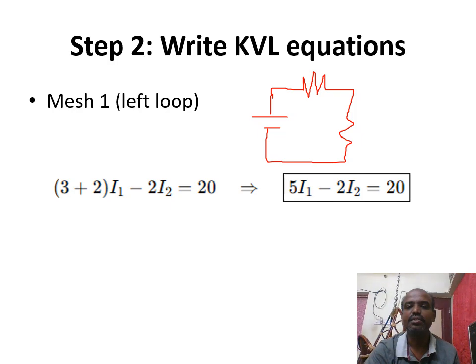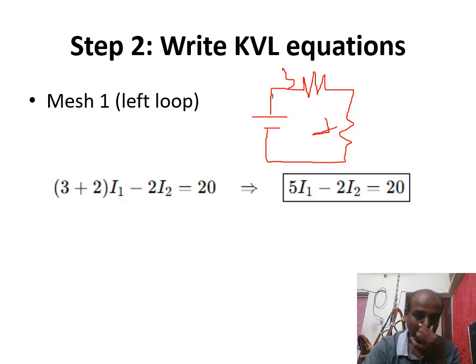This voltage is 20 volt. So this resistance is 3, this resistance is 2 ohm. So this is 3, this is 2, right? So this 2 ohm is shared between the first loop and the second loop. So we are going to apply the KVL.